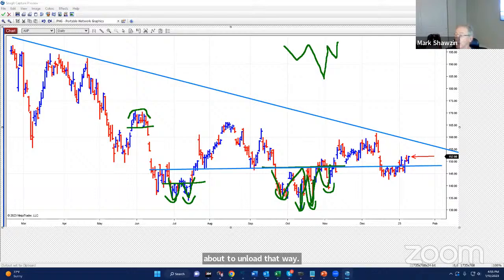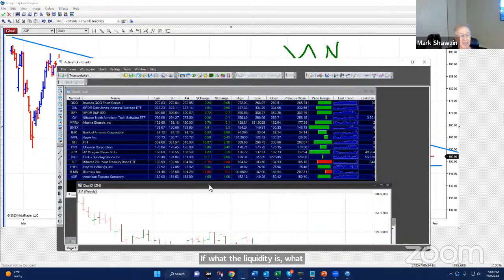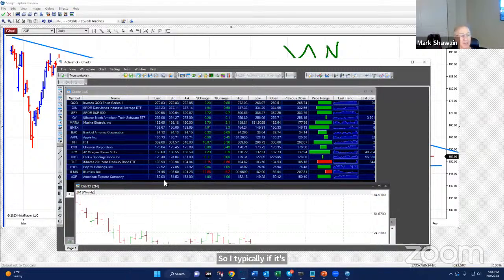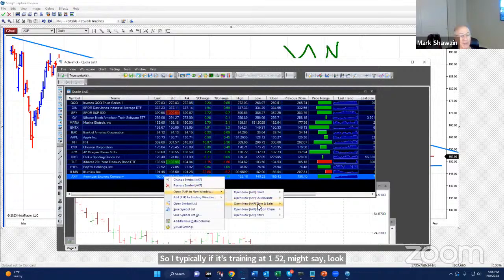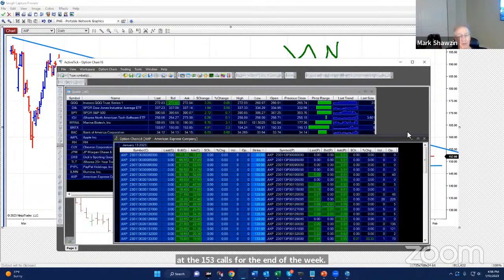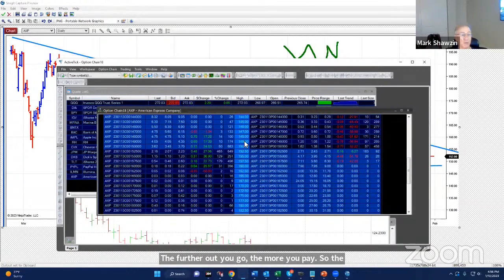Greg says, would you buy the stock or a call option? If a call, what is the entry point? So, I do buy calls all the time when I'm looking at bullish bets. And it really depends what the liquidity is, what my expectation is, and how much I have to pay. So I typically, if it's trading at 152, might look at the 153 calls for the end of the week. The further out you go, the more you pay.